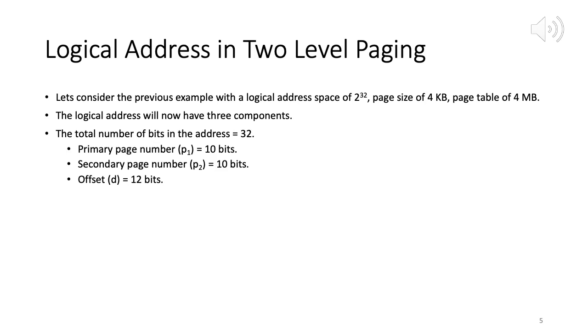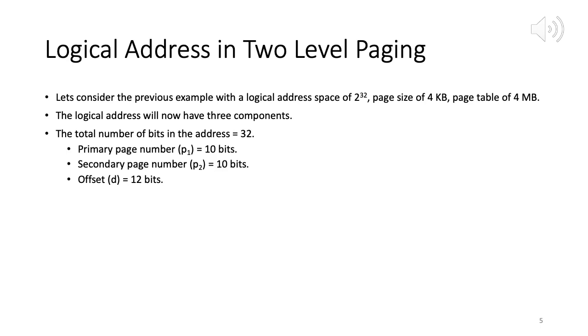So the way we are dividing it is now for P1 we are reserving 10 bits, for P2 reserving 10 bits, and the offset is 12 bits. So offset is 12 bits, which means that what happens to the page size? Page size remains the same. It's still 4 KB. Okay, so page size is still the same, but now instead of having 1 P of 20, we have 10 for P1, 10 for P2.